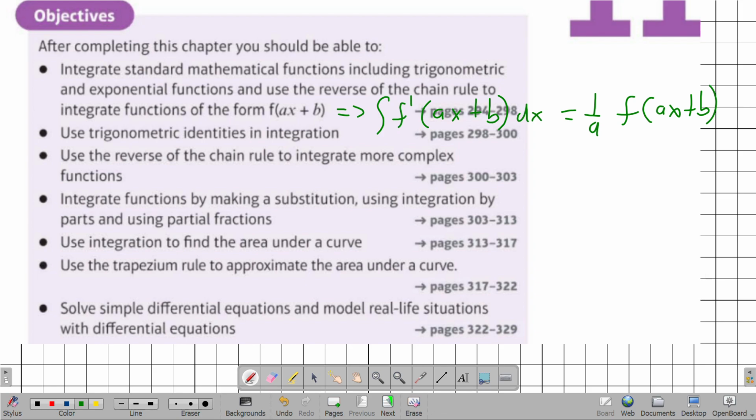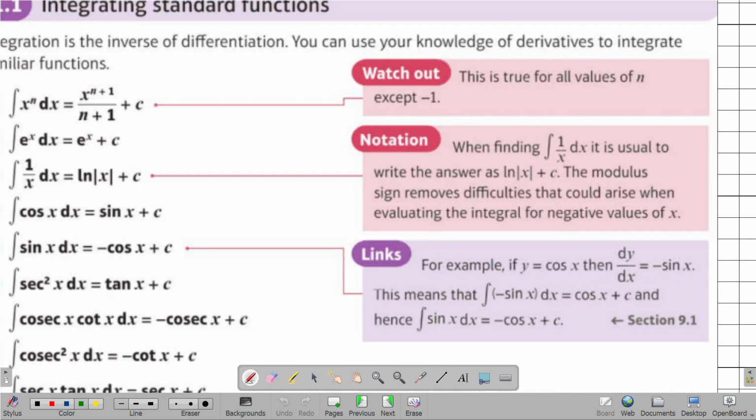Using trigonometric identities in integration is one important part. You've got to remember most of the trig identities, and most of them are tied to the Pythagoras theorem, which says cos squared x plus sine squared x is equal to 1. Then you should be able to use the reverse chain rule to integrate more complex functions. We will get to differential equations later on in the course, but those are the primary objectives of integration.